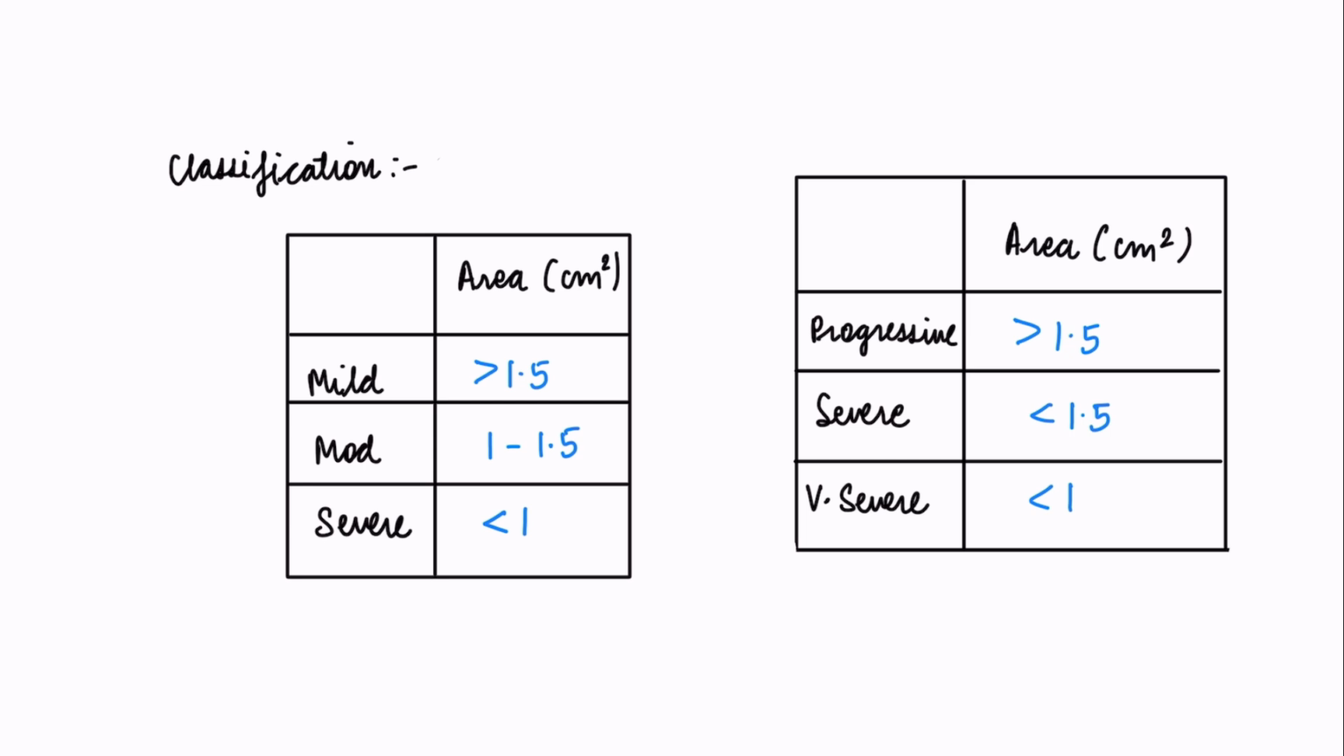This is the old one. As you can see, mild is more than 1.5 centimeter square, moderate is between 1 to 1.5 centimeter square, and the severe one is less than 1 centimeter square. This is a newer classification in which the stenosis is divided into progressive, severe, and very severe. Progressive is more than 1.5, severe is less than 1.5, and very severe is less than 1.